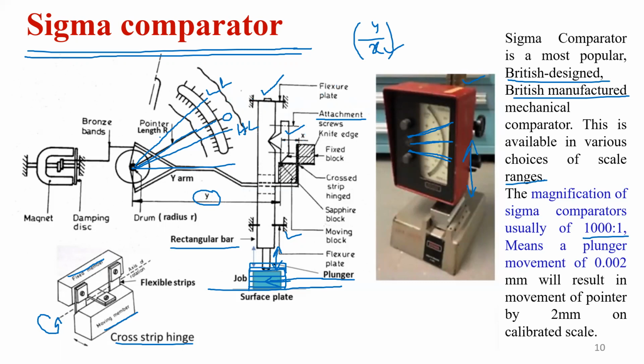In the second stage, the magnification is achieved by the pointer radius, capital R, and the drum radius, small r. Small r is the radius of the drum, and capital R is the length of the pointer. So here the length of the pointer is fixed. By changing the radius of the drum, we can increase the second stage magnification. So the total magnification is Y by X into capital R by small r.